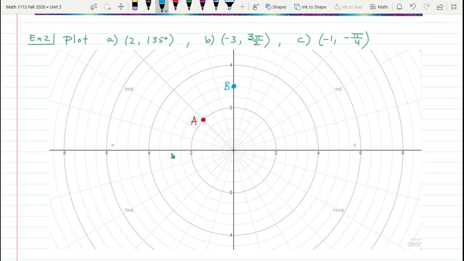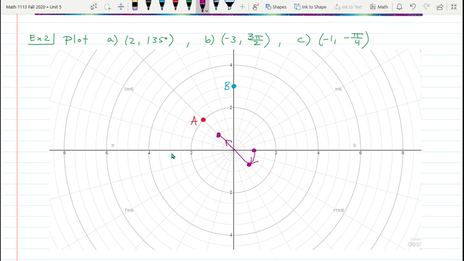Let's do point C, and we'll go with just going positive. So here's +1, but then I have to go negative pi over 4. Negative pi over 4 means clockwise, and it's in this direction right here. But since I did the +1, the absolute value of 1, that means I have to go the opposite direction and end up right here.